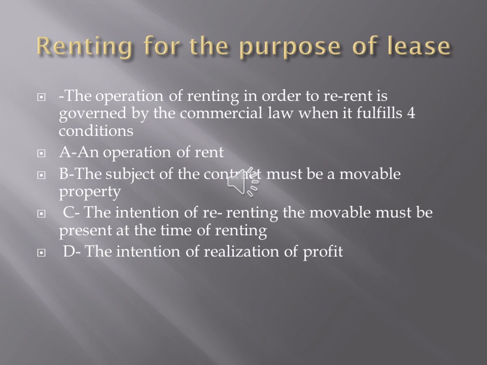Article 4, Paragraph B treats the operation of renting for the purpose of re-renting concerning movables. In order to be ruled by the Egyptian commercial law, the operation must fulfill four conditions. The first condition, there must be a contract of rent. Number 2, the object of the contract must be a movable property. Number 3, the intention of re-renting the movable at the time of renting it. And at last, the intention of making profit from this operation.